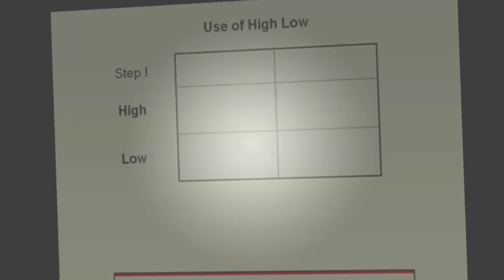How does the high-low work? The first step is to take 2 readings, take 2 activities. You look for the highest activity and the lowest activity. In this case, what's the highest activity? When she services 720 patients. What's the lowest activity? When she treats 200 patients.